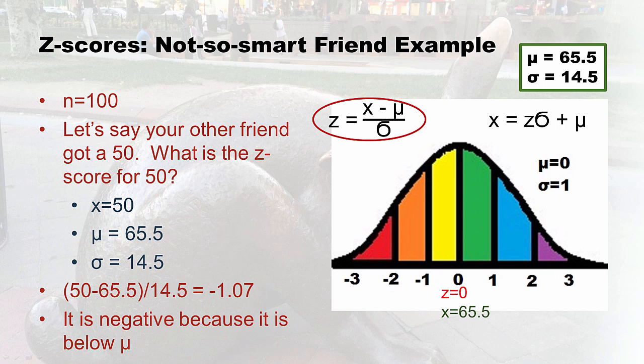And so here we are. We calculate the z-score. We have 50 minus 65.5 divided by 14.5, and we get -1.07. And the reason why it's negative is, as you can see, it's on the left of the mu. So then the z-score is going to be negative. And so as you can see, it's exactly where we thought it would be. It would be a little bit to the left of -1.